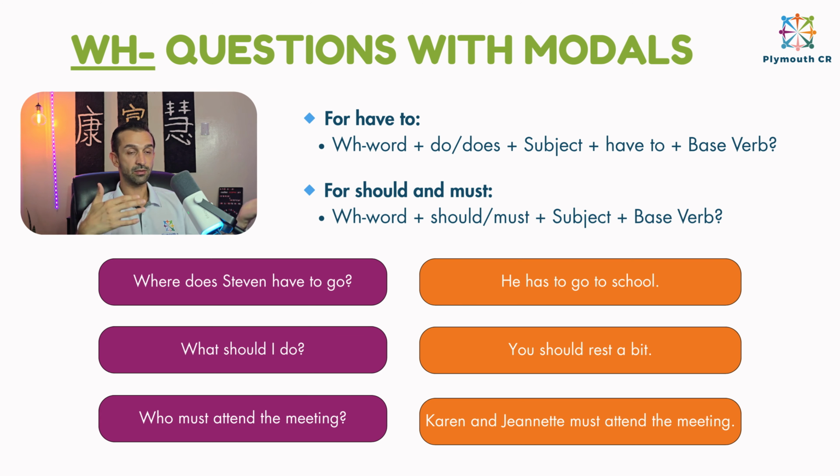Then we have three different examples. Where does Stephen have to go? Well, he has to go to school. What should I do? If I am asking this to somebody else, I'm asking for advice. Hey, what should I do? What do you think I should do, right? So this other person can answer, you should rest a bit. I actually should do that. Well, okay. And then the last one, who must attend the meeting? Karen and Janet must attend the meeting, right?